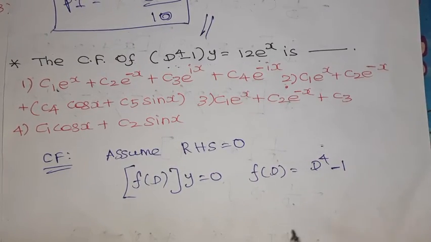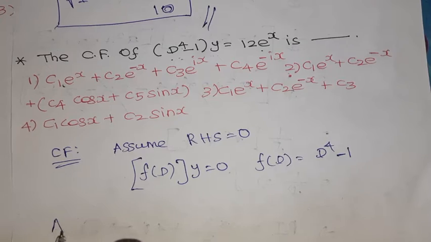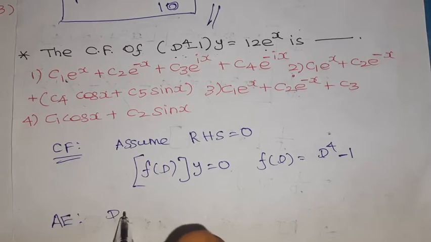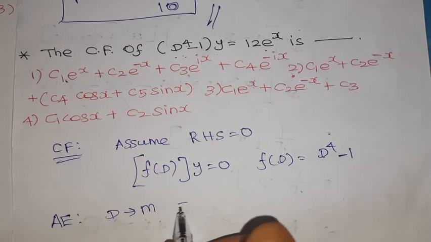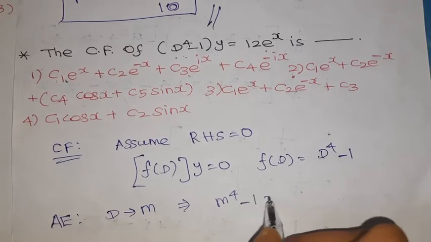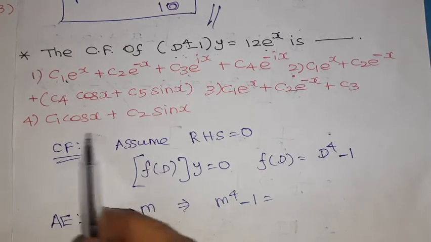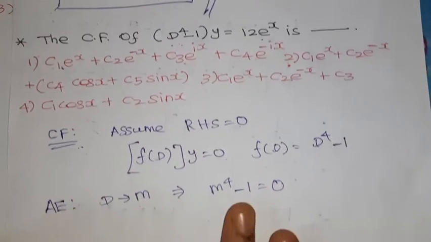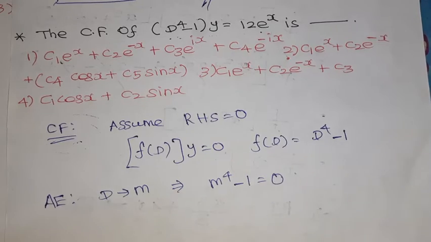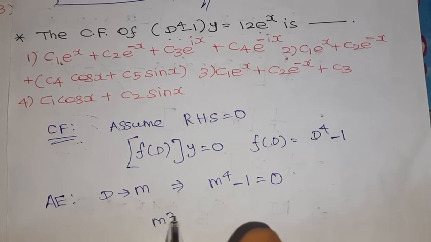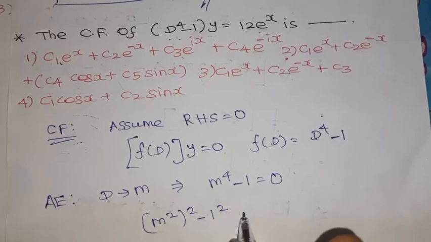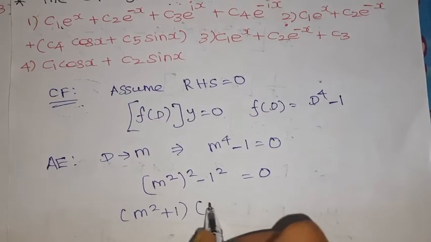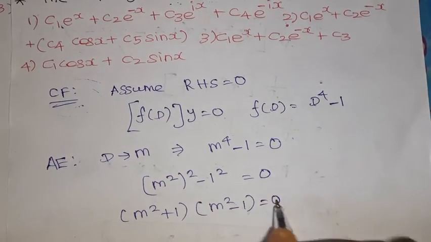Then what is the next step? To form the auxiliary equation, in short AE. The auxiliary equation is nothing but replacing D by m, which is m power 4 minus 1. We need to assume RHS equal to 0 for finding the complementary function. So, whatever is in the RHS, we should assume it is 0. Then find the roots. This is (m squared) the whole squared minus 1 squared. A squared minus b squared gives m squared plus 1 into m squared minus 1 equal to 0, right?